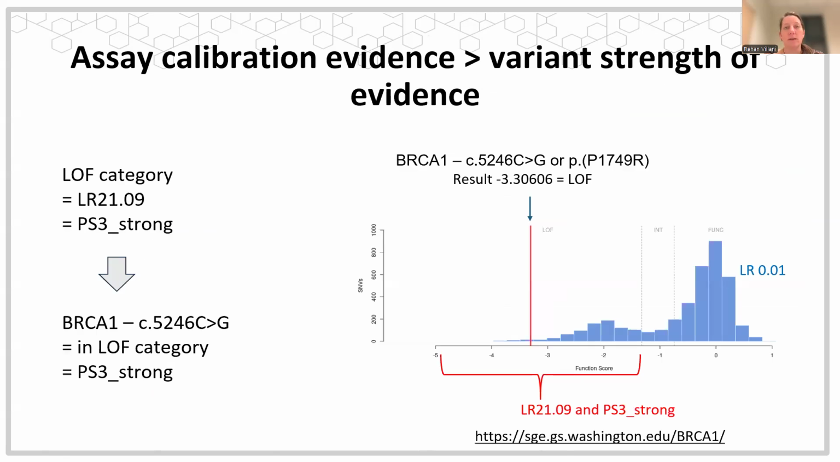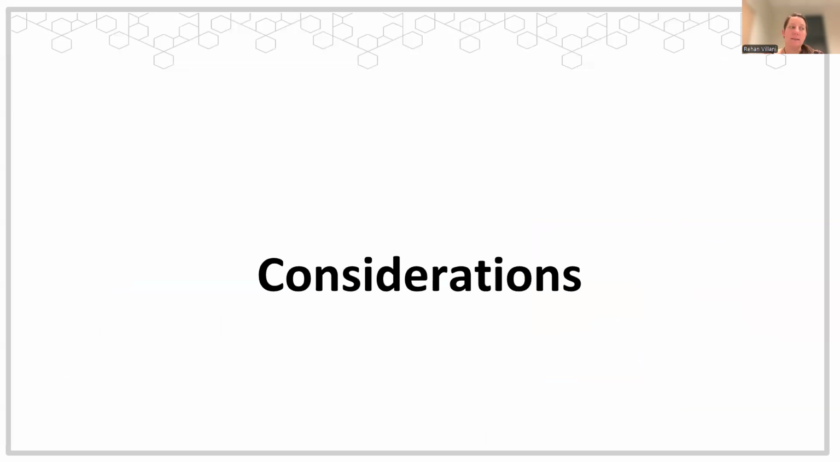So if we're looking at a specific variant in this assay, for example, this BRCA1 variant here, P1749R, it scores a functional score of -3.3. This is well within the loss of function category. And this category we've just calculated has a likelihood ratio of 21.9. This means that this category has a PS3 strong. So a variant that scores well within the loss of function category can have an evidence strength of PS3, or strong, applied in variant classification. So that's how you do one assay.